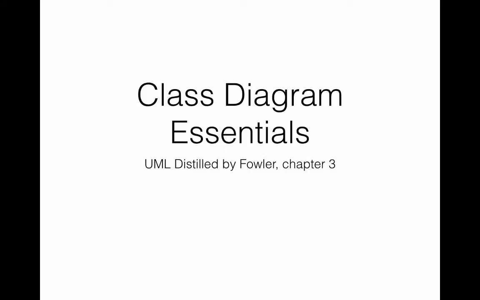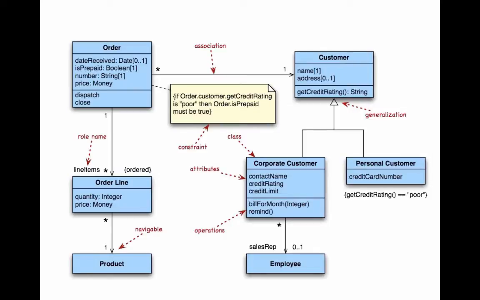Okay, let's talk about class diagrams. These are the diagrams that most people think of when they think of UML. They describe the classes in your code and the relationships between them. Here's a simple class diagram for an order processing system. Let's talk about the classes first, and then we'll discuss the relationships between them.